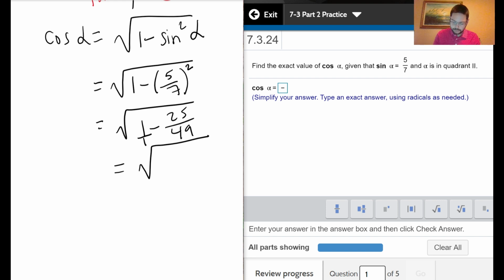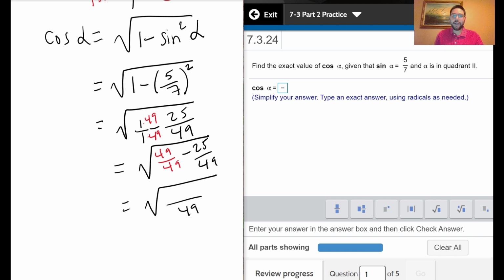So this is 1/1, and since you need a common denominator, you need a denominator of 49. So you give it 49 top and bottom. So we have 49/49 minus 25/49. Then you subtract the numerators. You have a common denominator of 49, and 49 minus 25 is going to be 24.